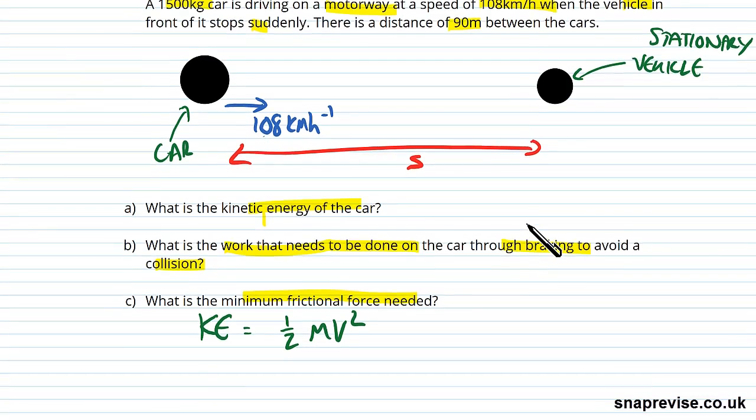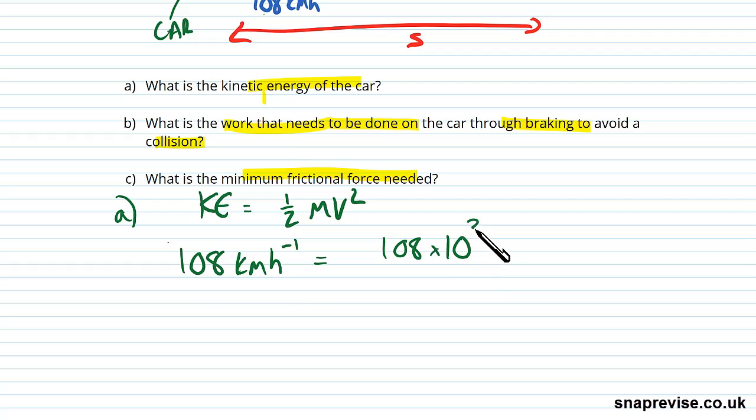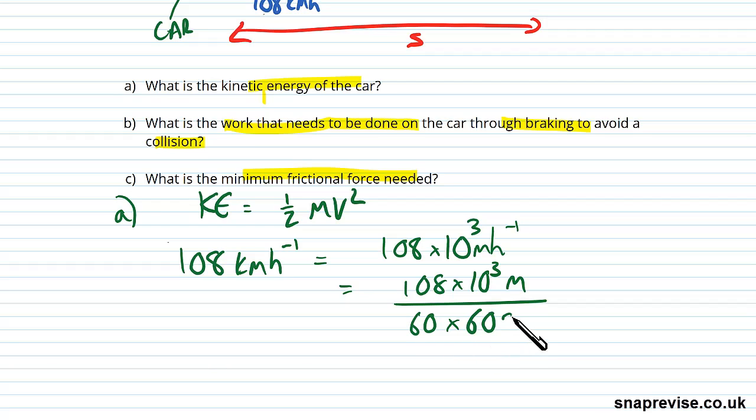We've got this 108 kilometers per hour, but you know that we do speeds in terms of meters per second. So we need to work out what 108 kilometers per hour is in meters per second. So 108 kilometers per hour, that's 108,000 meters, so times 10 to the 3, because a kilometer is 1,000 meters, per hour, which is 108 times 10 to the 3 meters divided by, well, how many seconds are in an hour? There's 60 minutes in an hour times 60 seconds in a minute.